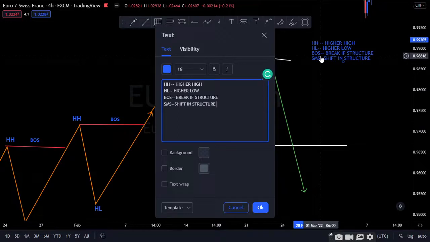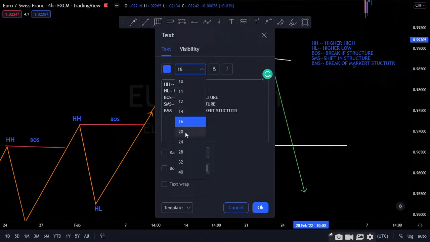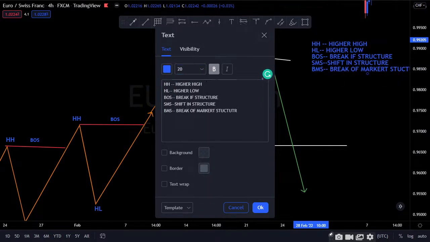SMS is shift in structure, and BMS is break of market structure. Now, these are very, very important.